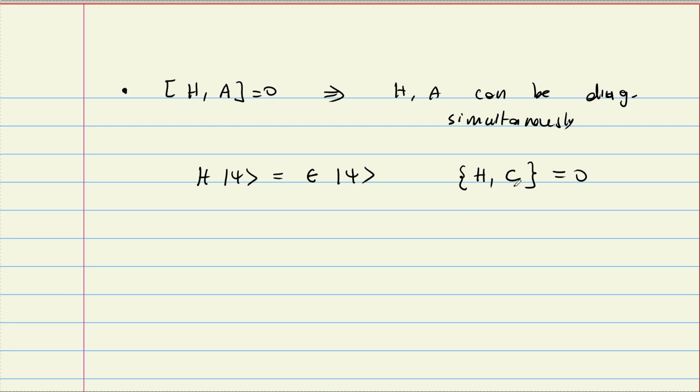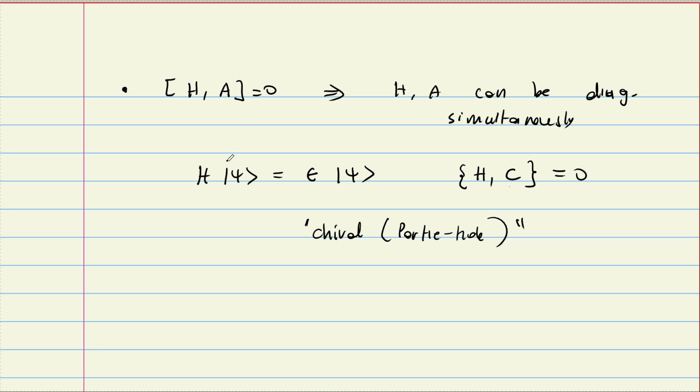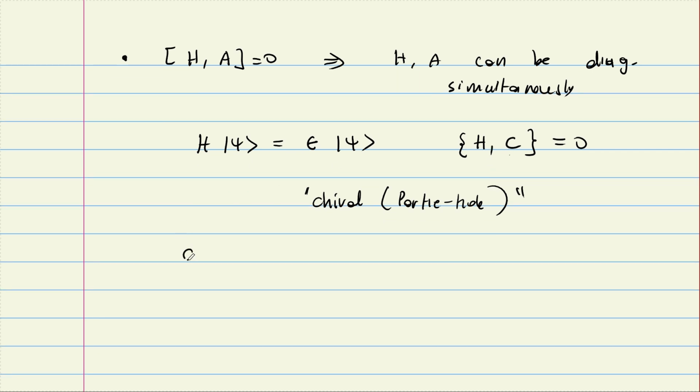And the reason I use C is that this is typically called chiral symmetry, or sometimes chiral or particle-hole symmetry, which we are going to understand, why particle-hole. So you give me a Hamiltonian and you give me a symmetry, then what I can do is operate with C on both sides.